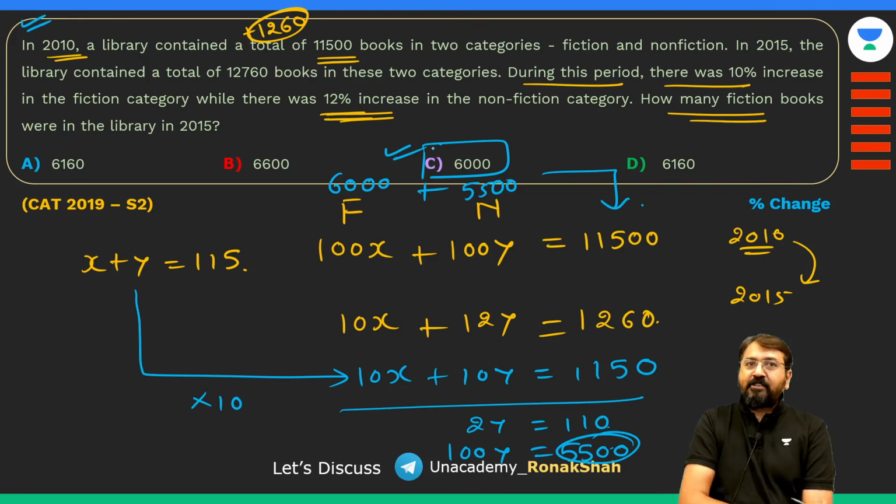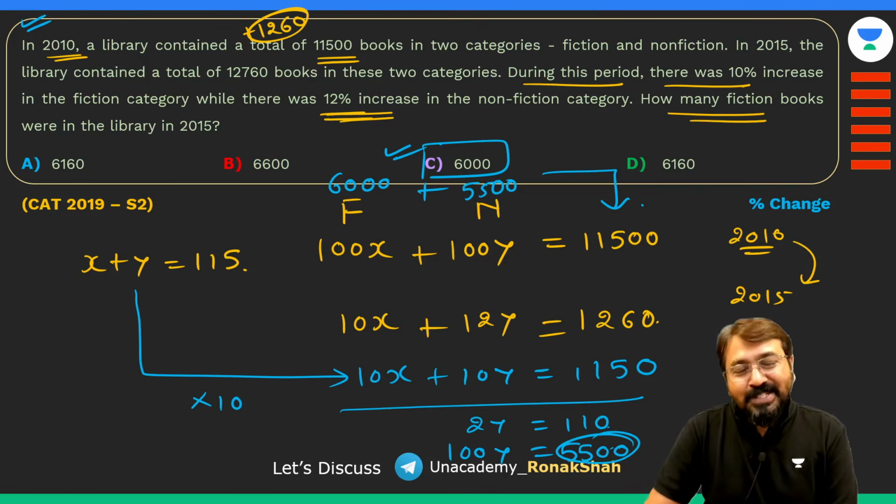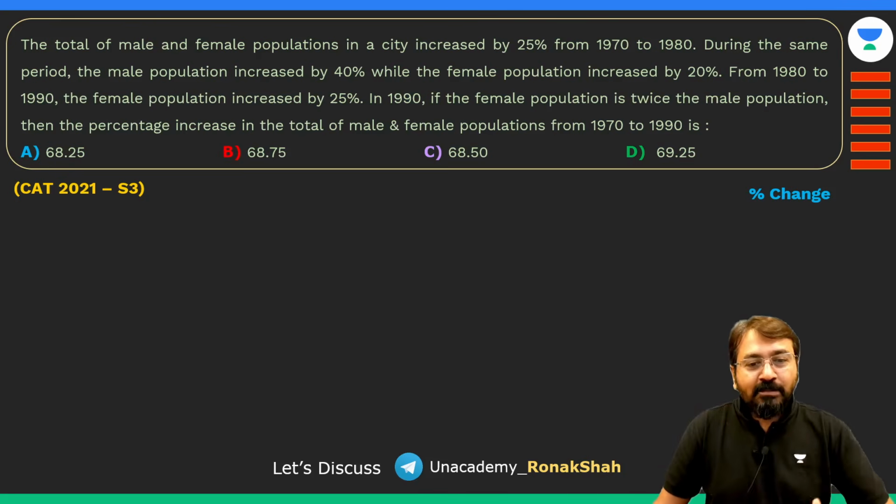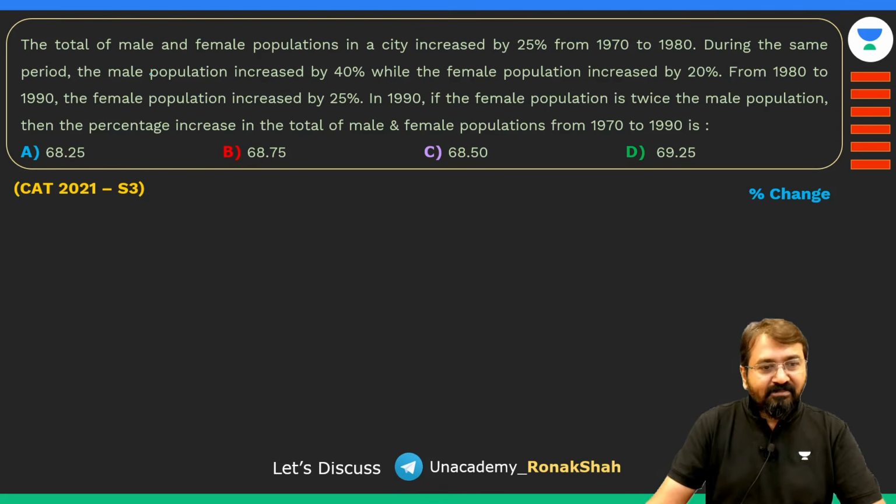I really hope you have understood this. Now try to solve this question on your own and see how much time you are taking. Okay, fine. Let's take a few more such questions so that we can be sure of solving most of the questions in CAT exam based on percentages.